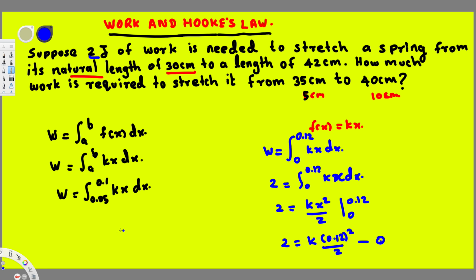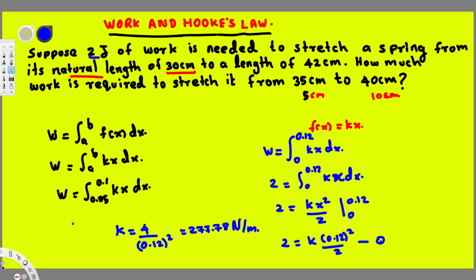Now here k is equal to 4 over 0.12 squared, and if you calculate this one, you should get 277.78. This is going to be Newton per meter, right? Because we are dividing joules per meter squared, so that's going to be Newton per meter. So we get Newton per meter, and now we have the k value.